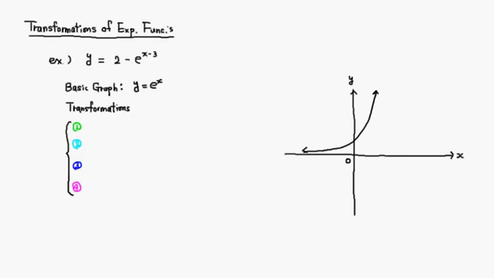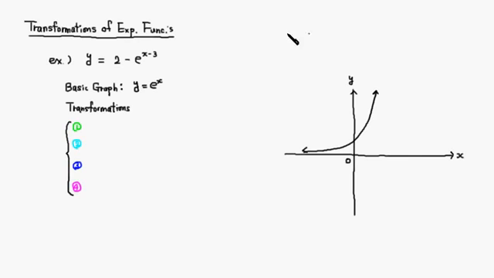Okay, let's look at the transformations of exponential functions. Just like any other basic functions that we looked at, we can apply transformations exactly the same way to the graph of an exponential function. So let's do that. Here's an example. Let's try to sketch the graph of y equals 2 minus e to the x minus 3.